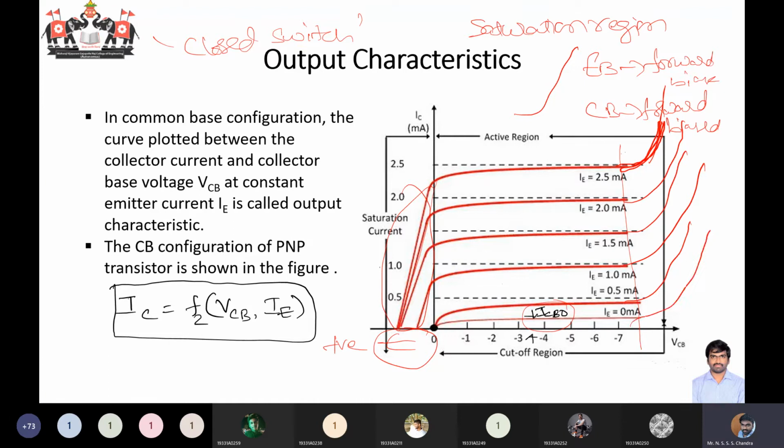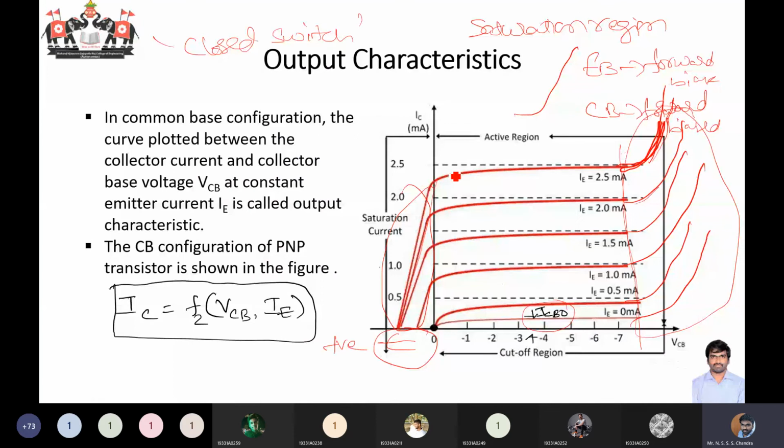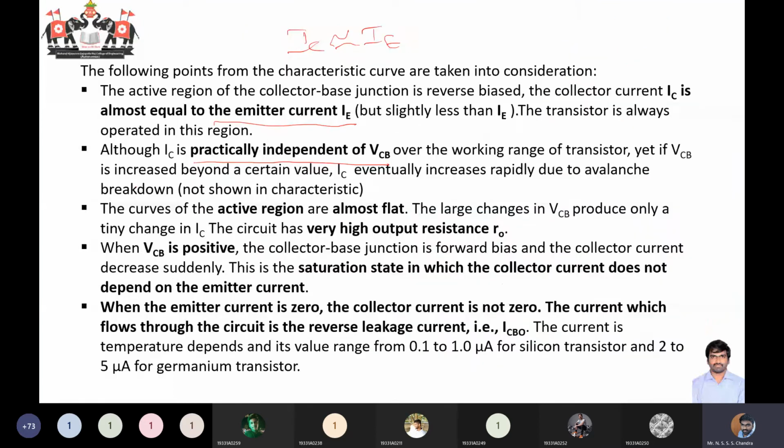But usually we will not go into the breakdown region for a transistor. That's why in most textbooks this portion of the graph will not be shown, but if you want to show it, you can, not a problem. You should know that usually your IC is independent of your VCB for smaller values of VCB. But if you increase VCB beyond a point, your IC increases rapidly due to avalanche breakdown. This is not shown in the characteristics, but if you want to show it, you can show it in this manner. Suddenly there will be a rise in current because of the breakdown.